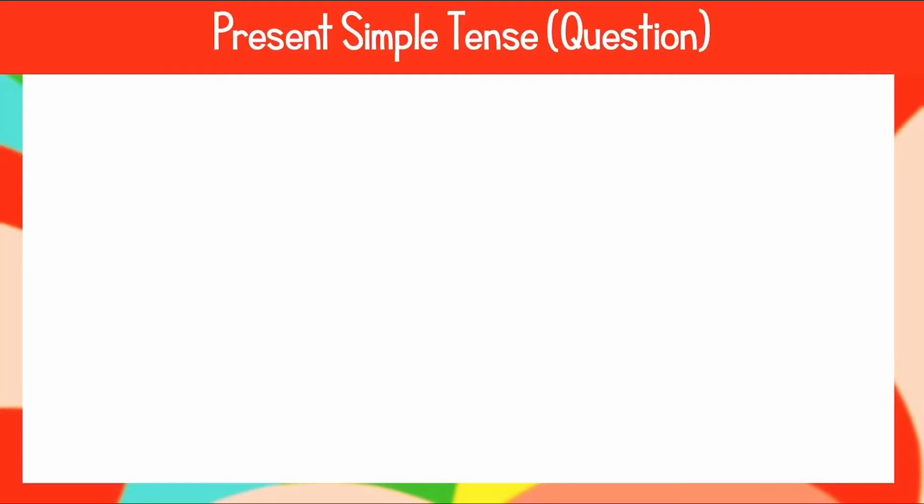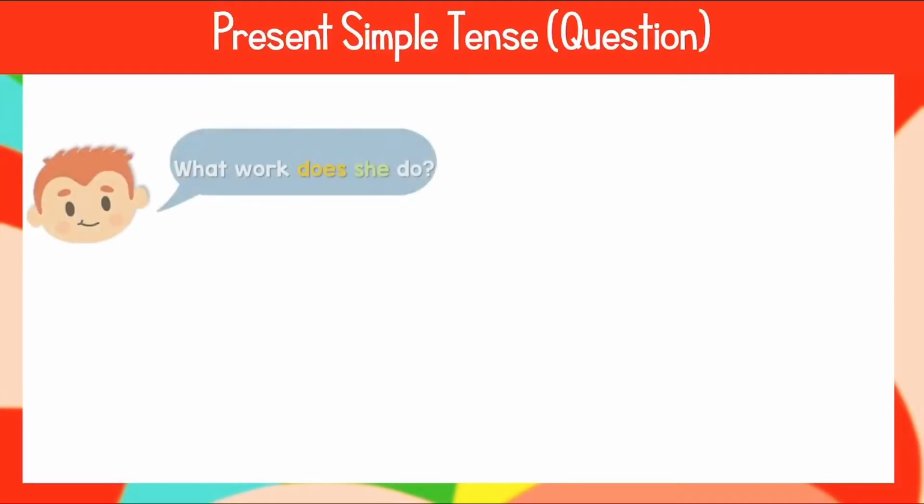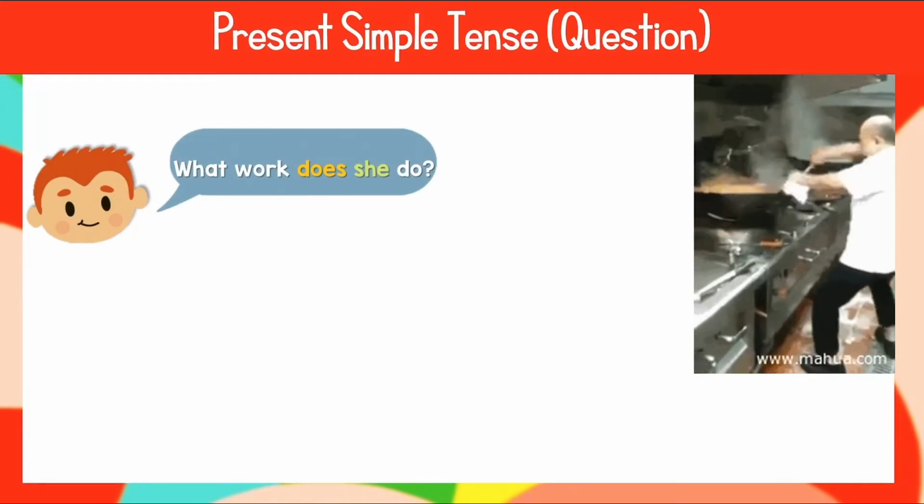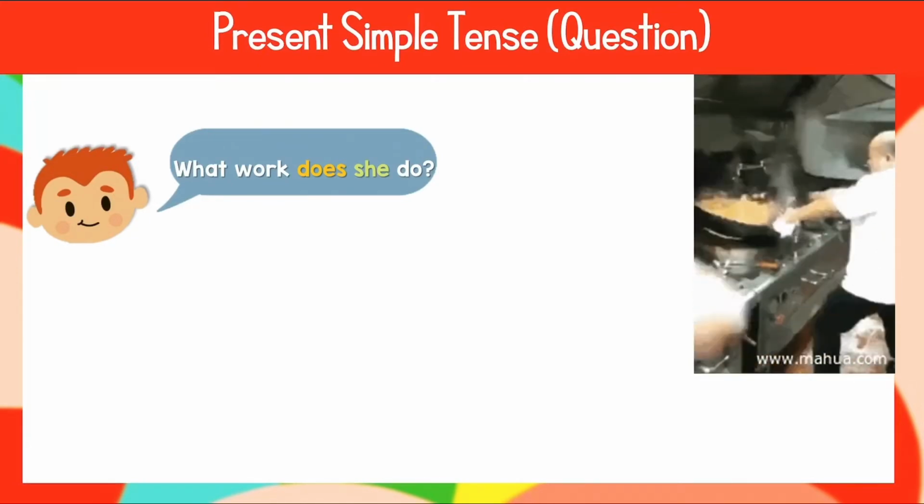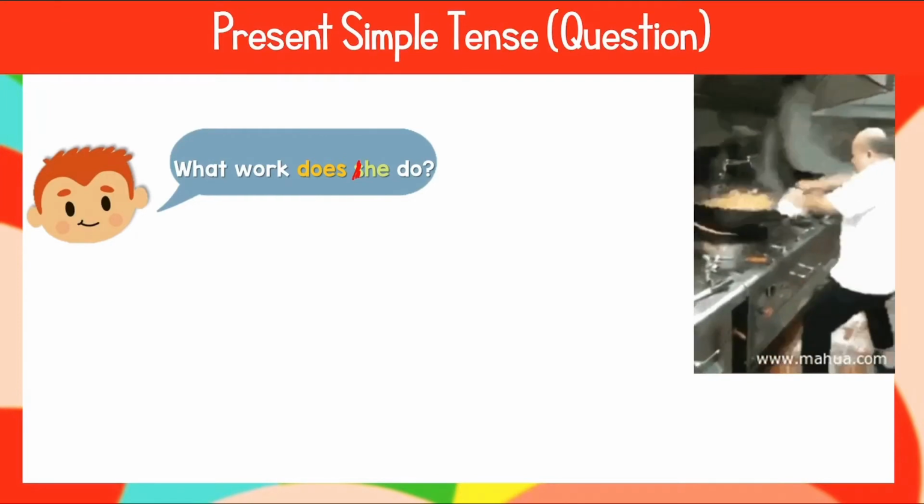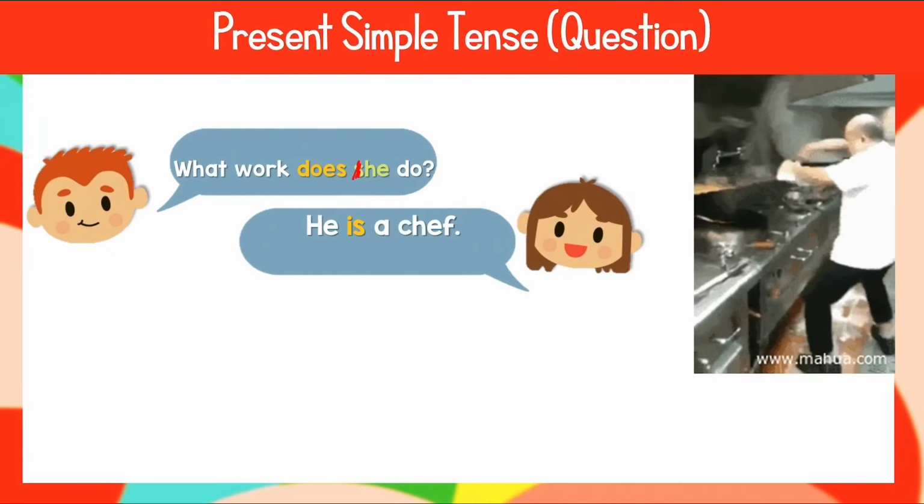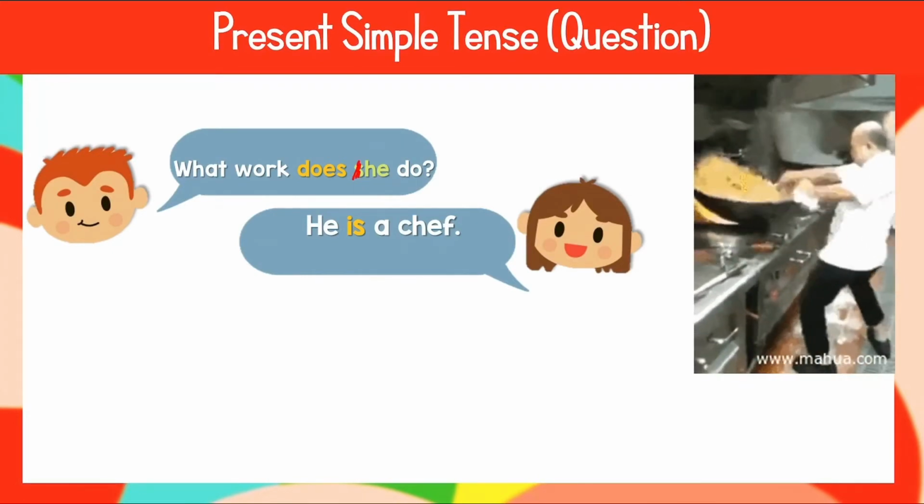About grammar. In this unit, there's a simple grammar about present simple tense. What work does she do? Oops, I'm sorry. It could be he. Okay, next. He is a chef. Can you see this? He's a chef.